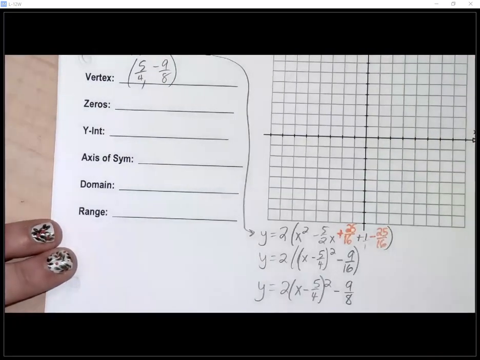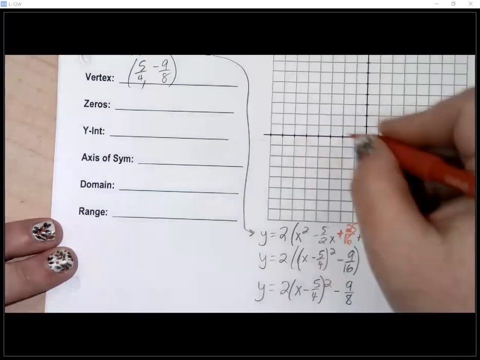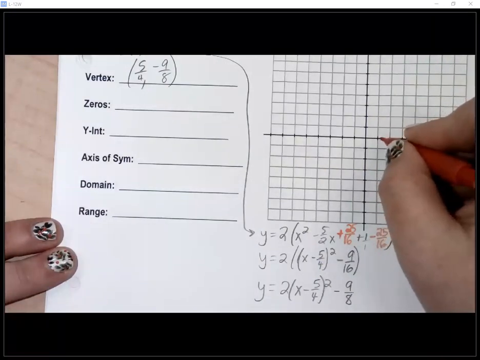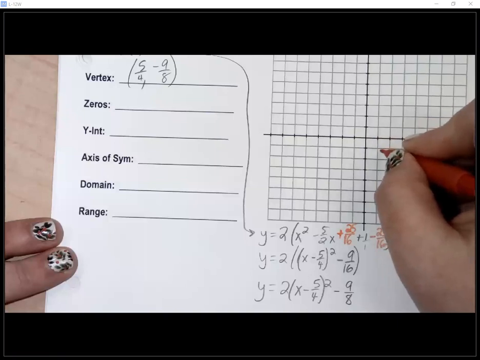So what is that? That's 1.25. And then -9/8 would be -1 and a little bit more. So my vertex is going to be right about there.